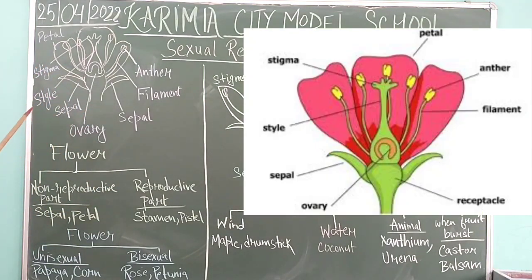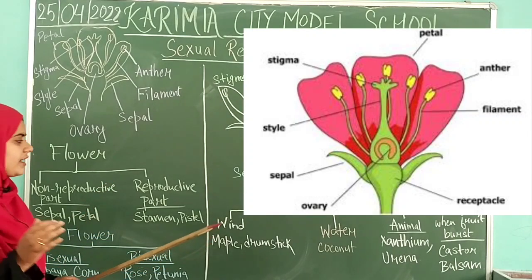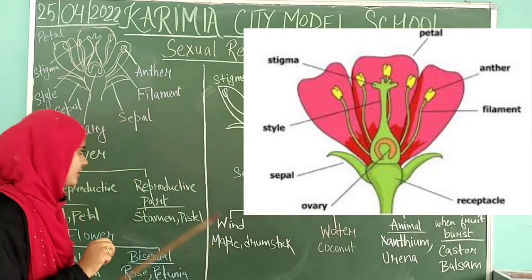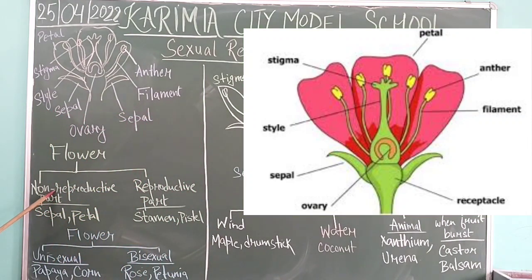A flower has many different parts. We have categorized the different parts of a flower into two groups. The first is the non-reproductive part and the second is the reproductive part. Okay, so first we will understand how many parts there are.